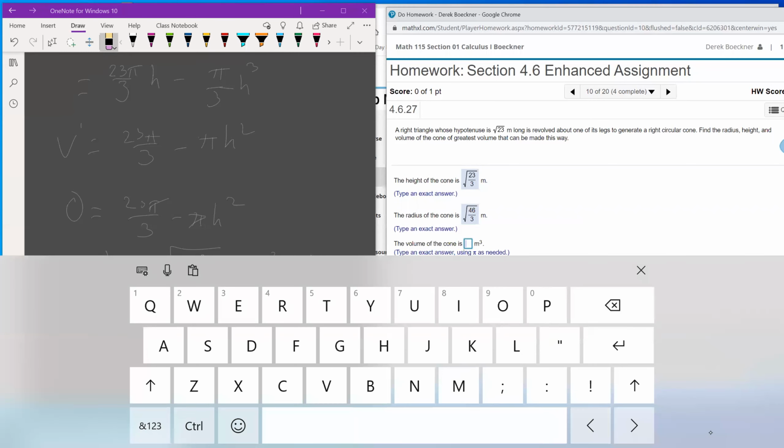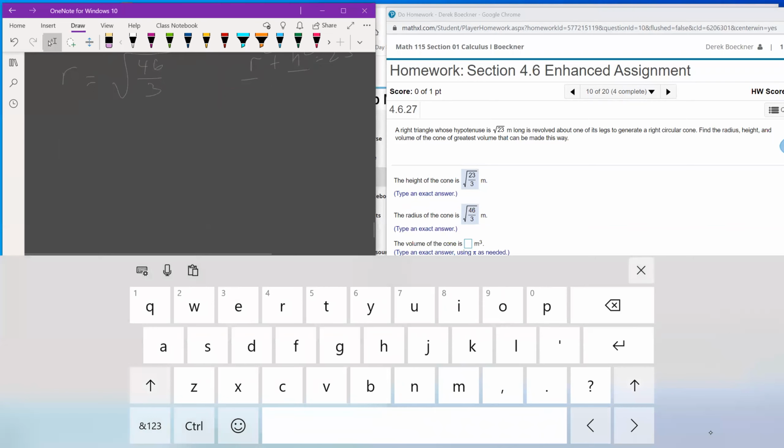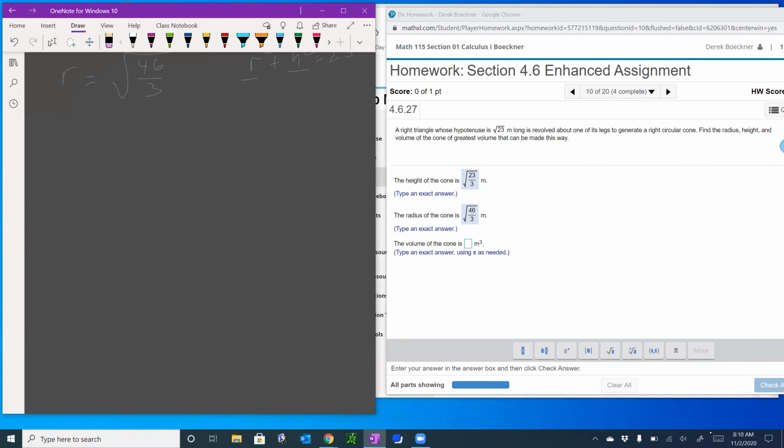And then the volume, we can just multiply these guys together. So volume is 1/3 pi, r squared is 46 over 3, and h is square root 23 over 3. So 46 square roots of 23 pi over 9 square roots of 3.